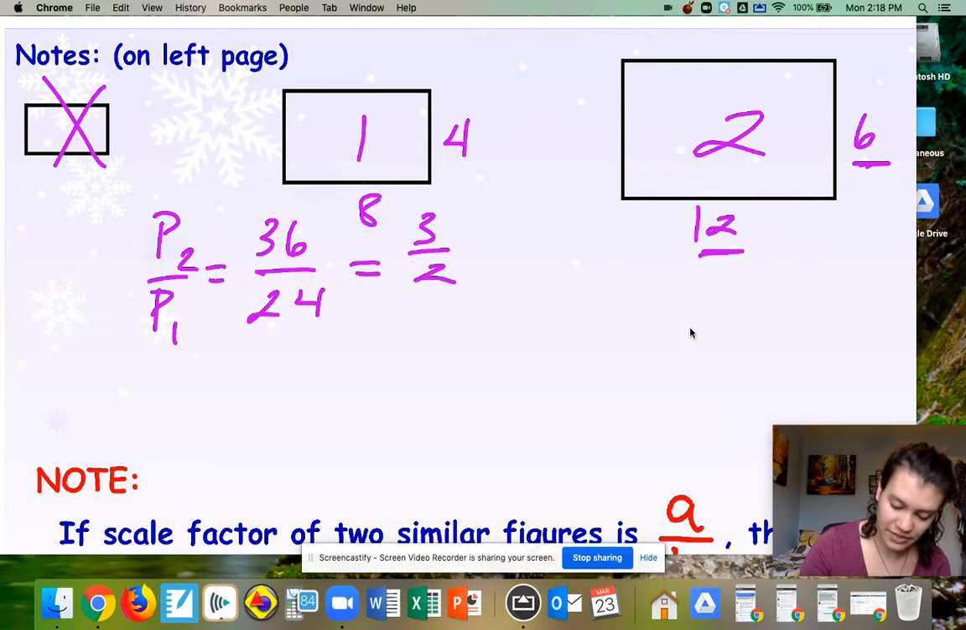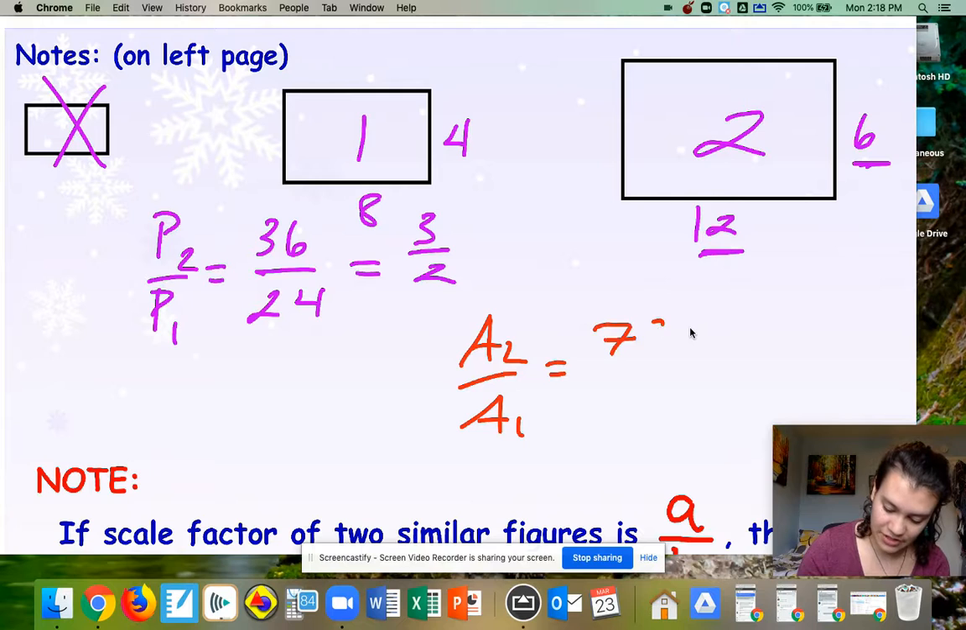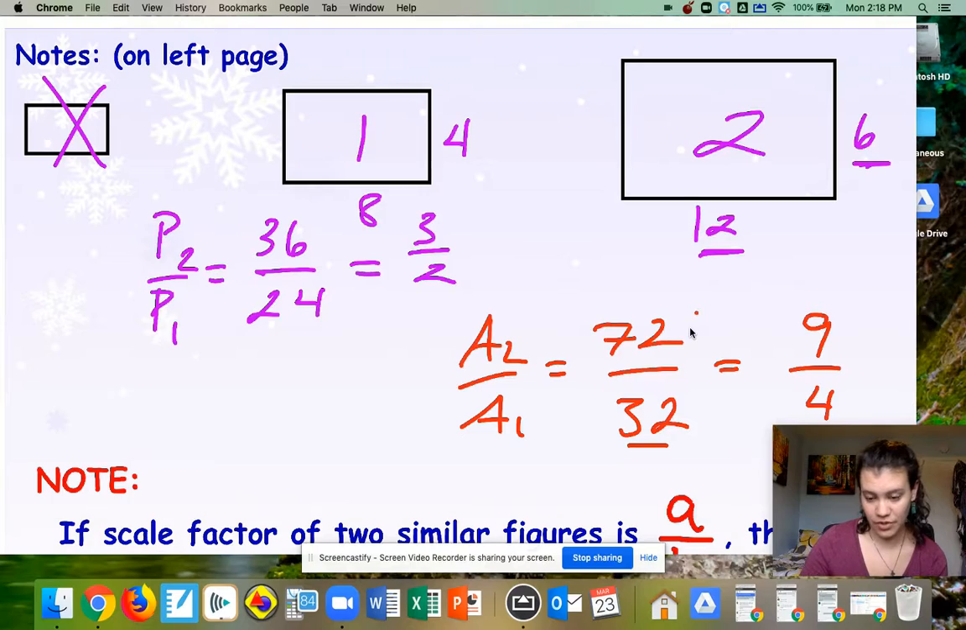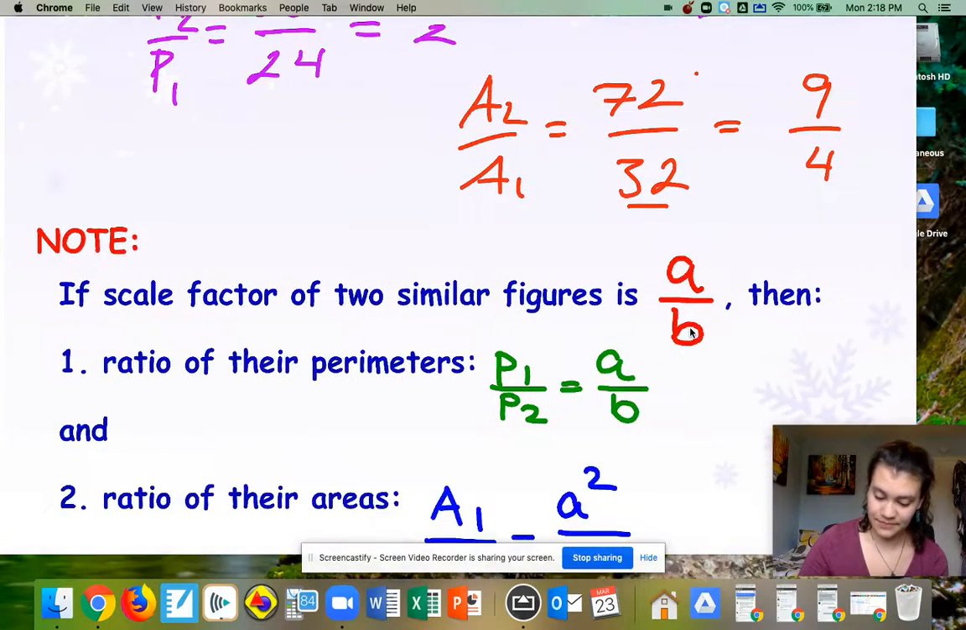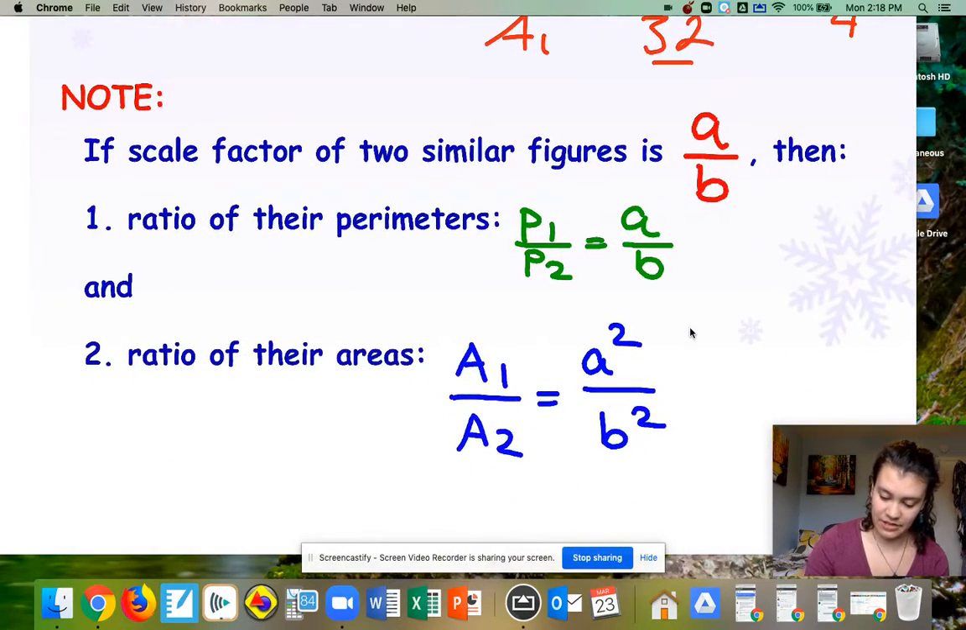If I do the same thing with the areas, so area 2 over area 1, you're going to get 72 over 32, coming from 8 times 4, and then 12 times 6. Simplify this down, and you're going to find 9 over 4. So how that relates, if you have a scale factor, the ratio of the perimeters is going to be that same scale factor, and the ratio of the areas takes that scale factor and squares everything.